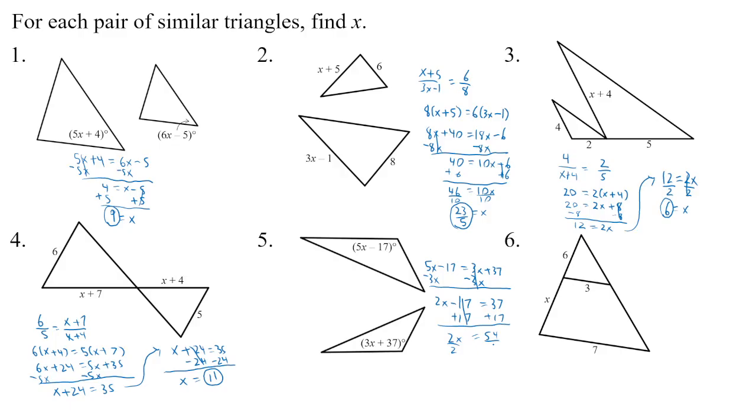We divide both sides by 2, and you will get 27. Therefore, the solution is 27. Finally, number 6. Now, it may look like one triangle, but it's actually two. We have the smaller one here, and I'm going to change colors. And we have the larger one.